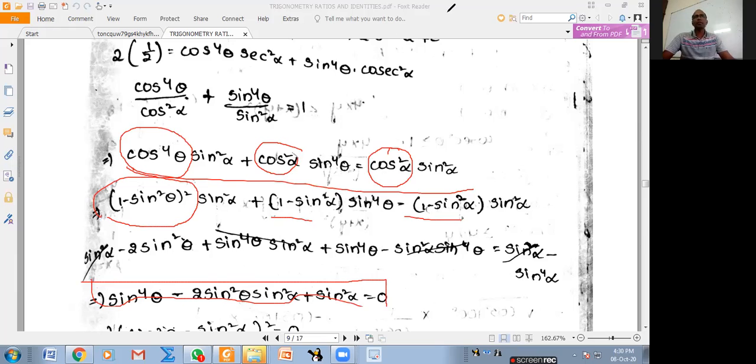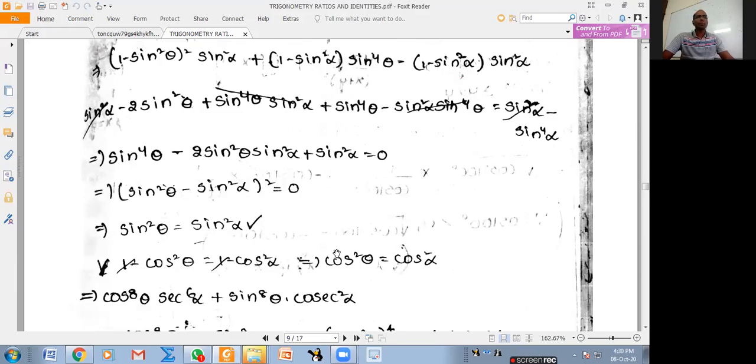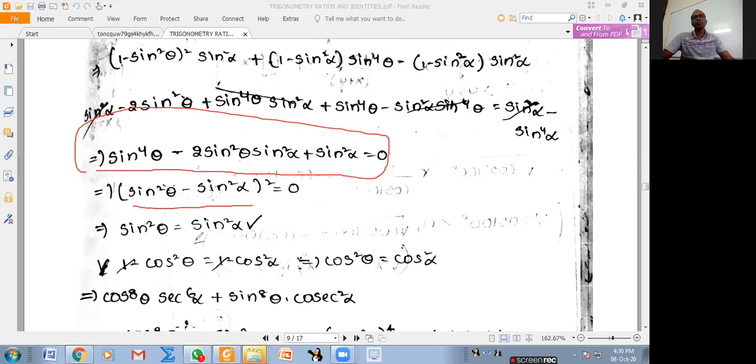which is actually a perfect square. This equation is a perfect square, which is sin square theta minus sin square alpha whole square. A minus b whole square is 0 means a equals b. So I got sin square theta equal to sin square alpha. From that I can tell cos square theta equal to cos square alpha. So wherever cos is there, I can write the same with alpha, and wherever sin is there, likewise.